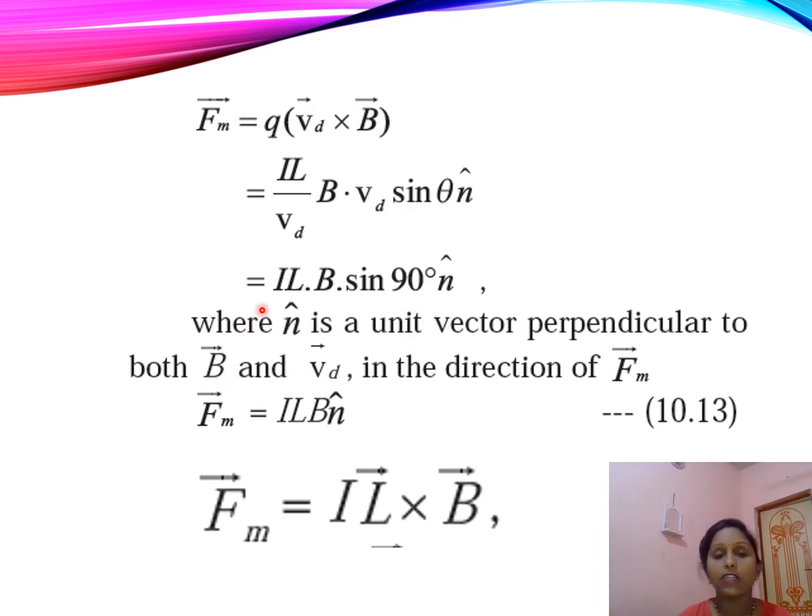So the equation comes, that is I, L, B sin 90 degrees n cap. N cap is nothing but the unit vector. So we know the value of sin 90 degrees is 1. Then the equation becomes Fm vector is equal to I, L, B n cap. If the wire is not perpendicular to the magnetic field, then the equation becomes Fm vector is equal to I, L vector cross B vector. L vector is the length vector in the direction of the length.